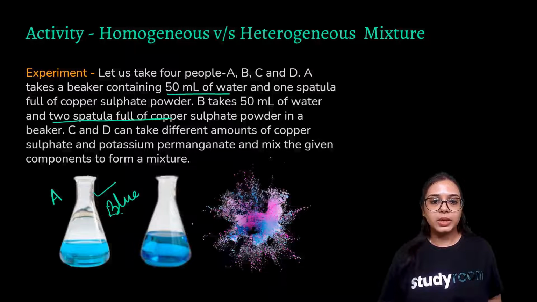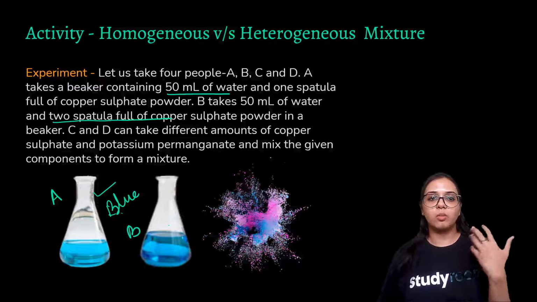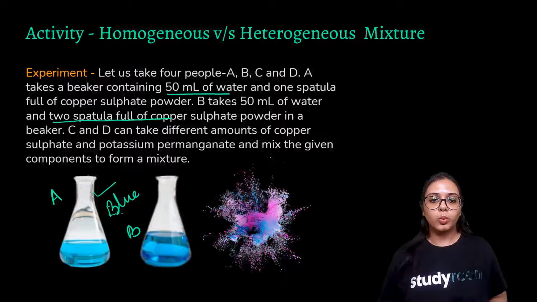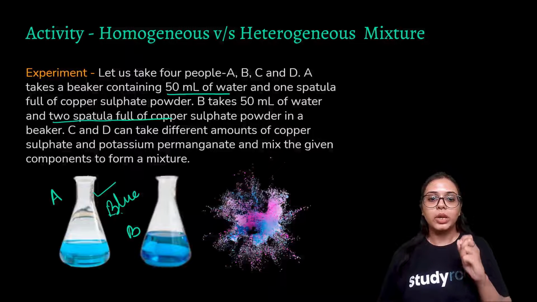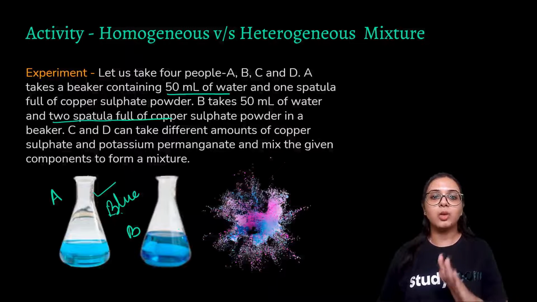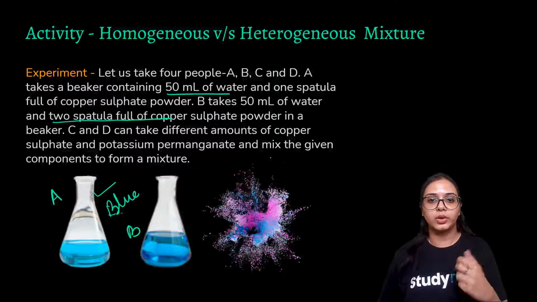Person B has also taken water and copper sulfate powder, but the quantity is almost double. They have taken two spatula full of copper sulfate powder. So the intensity of the blue hue in the beaker of person B is more than what person A had, because the amount of copper sulfate powder is more here.